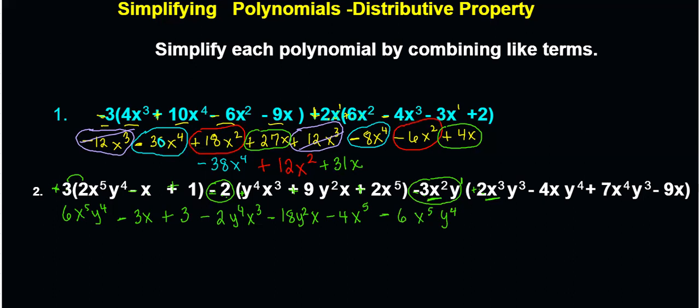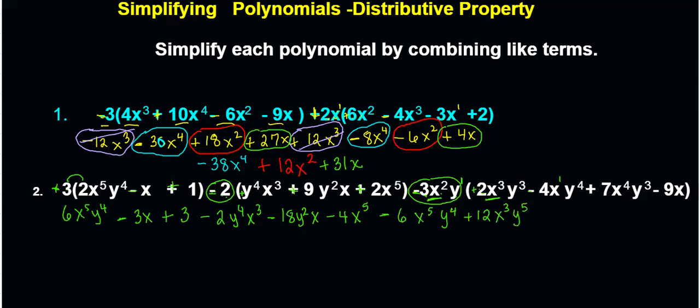A negative times a negative is a positive. 3 times 4 is 12. Then I got an x squared times an x to the 1. Add those exponents. 2 and 1 makes 3. And I got a y times y to the 4th. 1 and 4 makes 5.